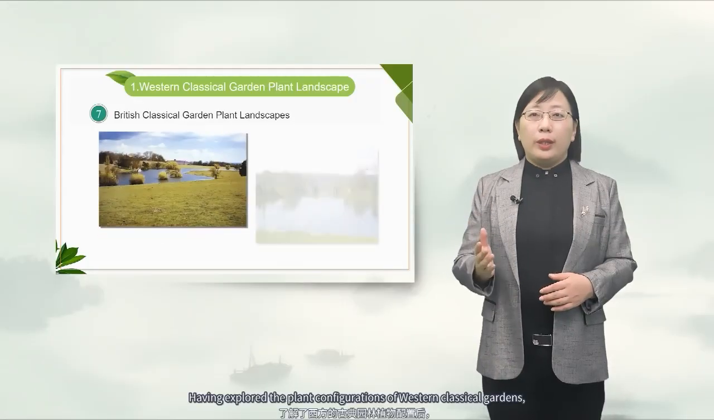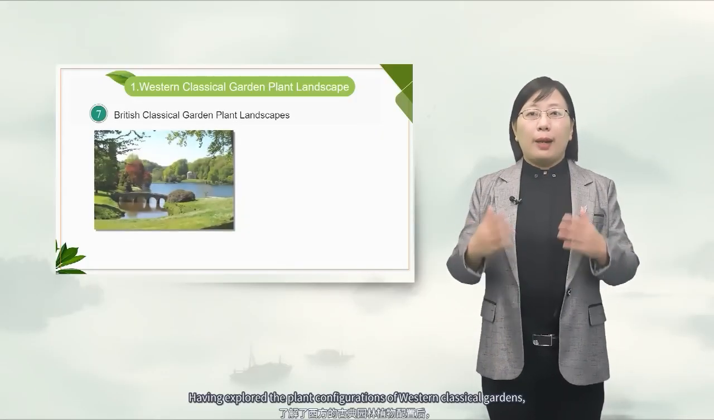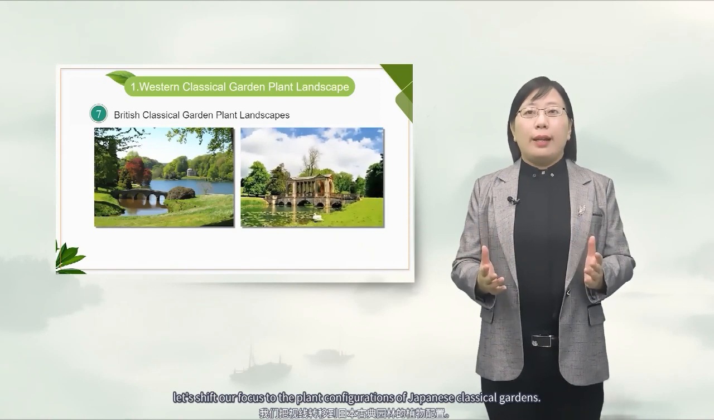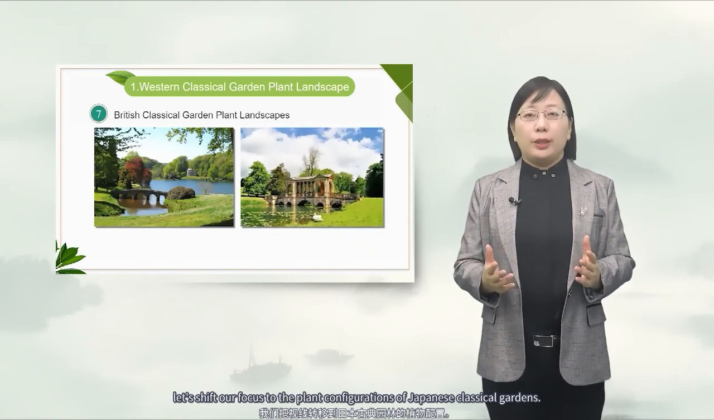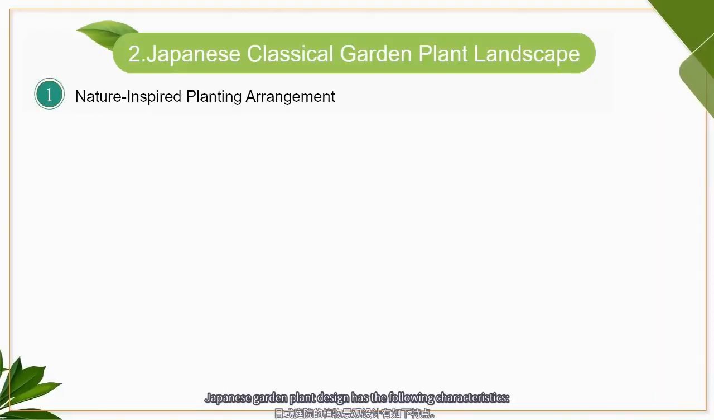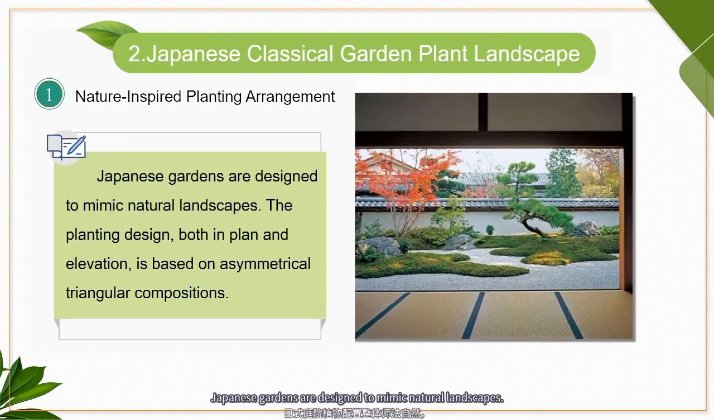Having explored the plant configurations of Western classical gardens, let's shift our focus to the plant configurations of Japanese classical gardens. Japanese garden plant design has the following characteristics. 1. Nature-inspired planting arrangement. Japanese gardens are designed to mimic natural landscapes. The planting design, both in plan and elevation, is based on asymmetrical triangular compositions. Trees planted in this arrangement complement each other's branch patterns and colors, creating a picturesque effect.